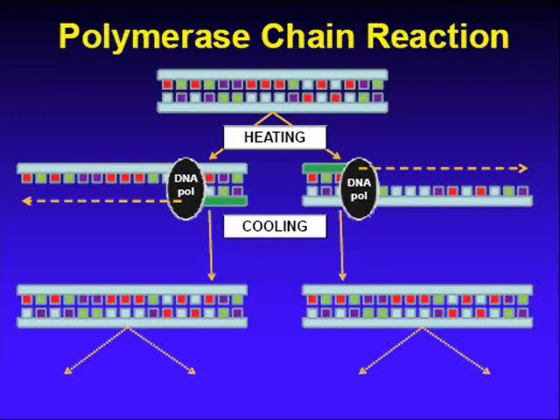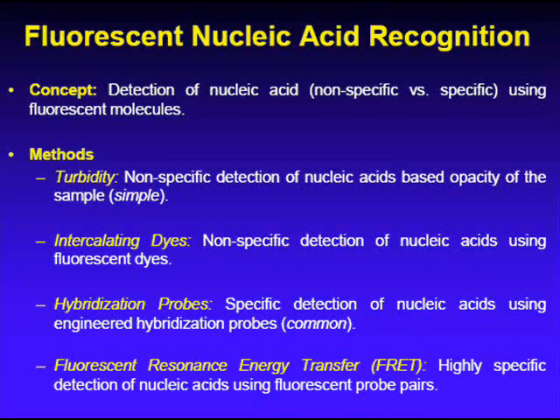In the case of more common PCR tests, 40 cycles are completed, allowing 2 to the 40th power of DNA to be amplified. Methods of recognition of these amplicons are based on 4 main methods. They may be nonspecific or specific in nature.